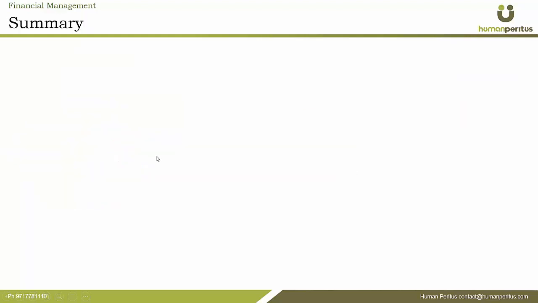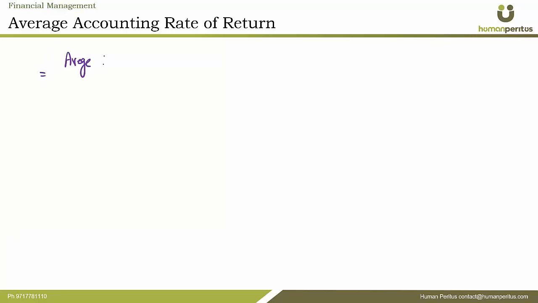Okay. So guys, I told you everything and we are done with the class except one last thing, which is not a very good method, known as accounting rate of return, or sometimes also written as average accounting rate of return. So I'll tell you that and then we'll wind up. So accounting rate of return is what? It is average net income divided by average book value.